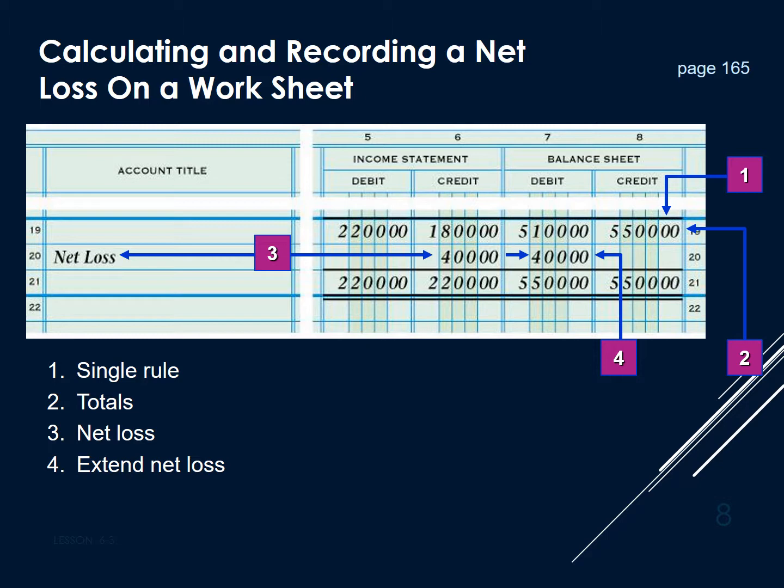Because we are using double entry accounting, whenever we have a credit, we have to have a debit. Then we will single rule columns 5, 6, 7, and 8. Add up our column totals. If our income statement debit and credit and our balance sheet debit and credit equal each other, then we will double rule. If they do not, we have to go back and find our error.